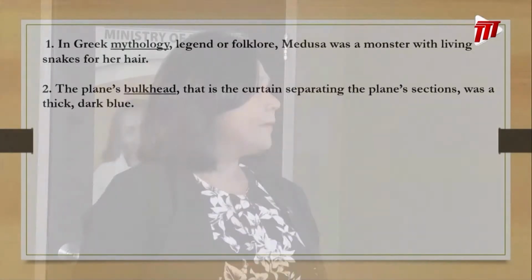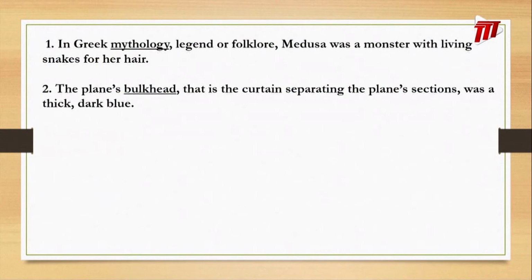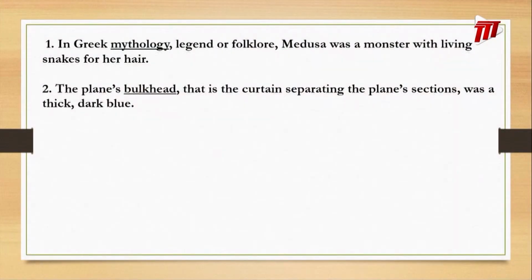The plane's bulkhead, that is, the curtain separating the plane's sections, was a thick, dark blue. We want to know what the meaning of the word bulkhead is. In reading the sentence from the comfort of your home, are you seeing the signal word? Yes, "that is." So the meaning of bulkhead is the curtain separating the plane's sections. Definition clues are very easy, and you have to know the signal words or hints to look out for them.